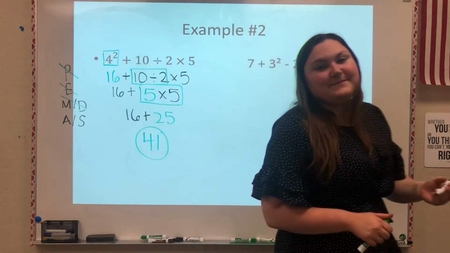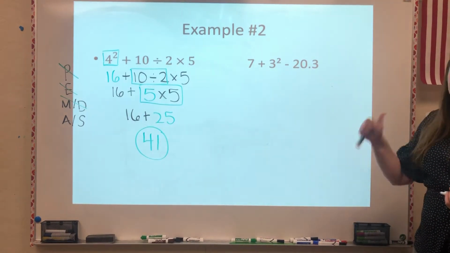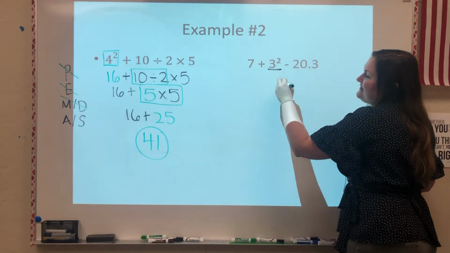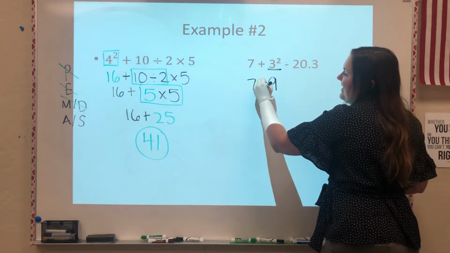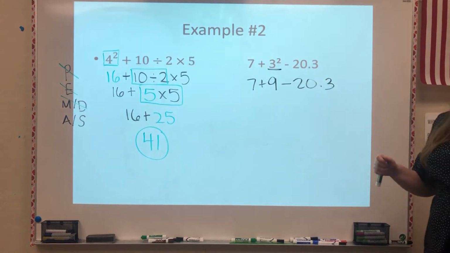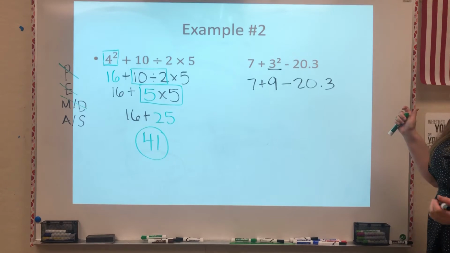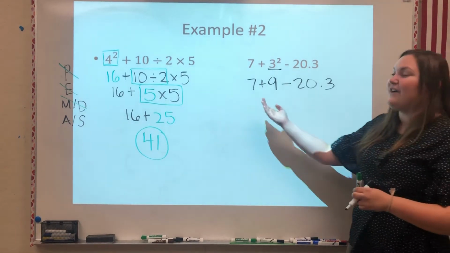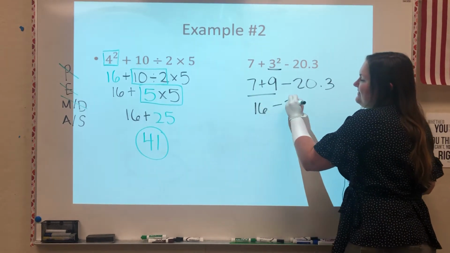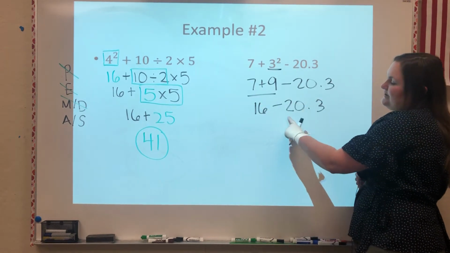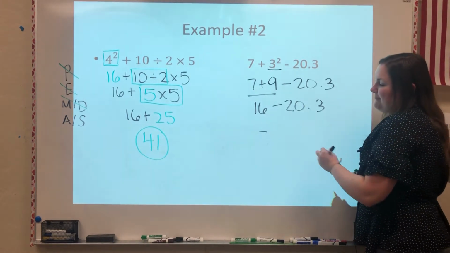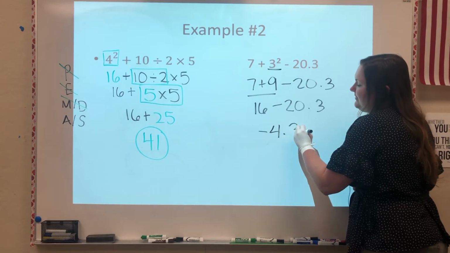All right, so for this problem here, if I'm going through PEMDAS, there are no parentheses. There is an exponent, so you wanted to start there and say 3 times 3 is 9. Copying everything else down. After that, you're looking for multiplication and division, but there isn't any. There is addition and subtraction, though. We have both of those, so you should have gone from left to right. When you add, that would give you 16. And then when you do your subtraction, 16 minus 20.3 is negative because we're subtracting a larger number. It would be negative 4.3.